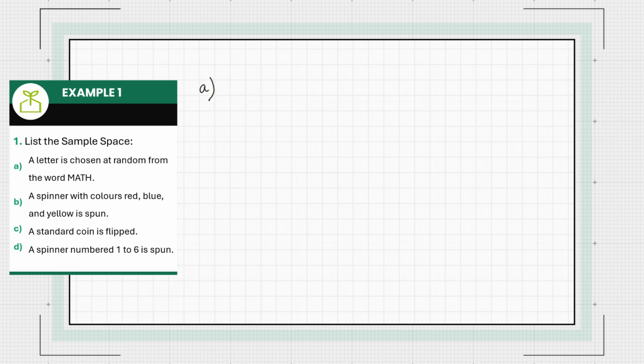We have A, and what is the sample space for a letter is chosen at random from the word math? Okay, so if a letter is chosen at random from the word we're interested in, then it can only be either M, A, T, or H. It can't be anything else, because those are the only letters in math. So that is the entire sample space. There'll be no chance of getting an E, no chance of getting a Q. We would only have a chance of getting either an M, an A, a T, or an H.